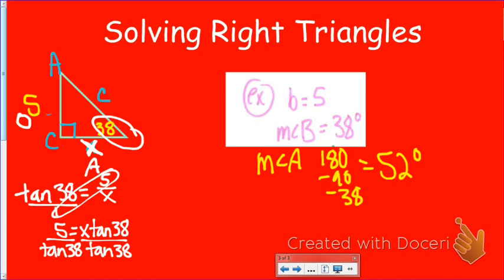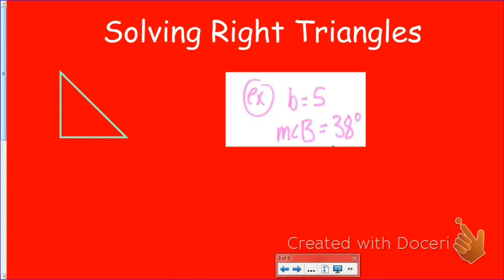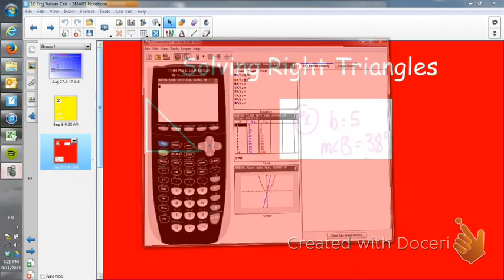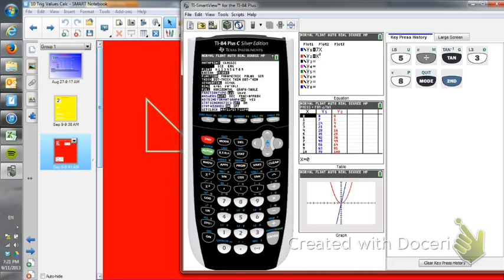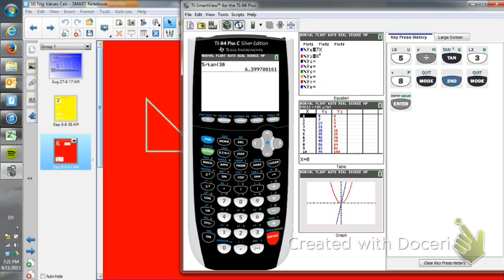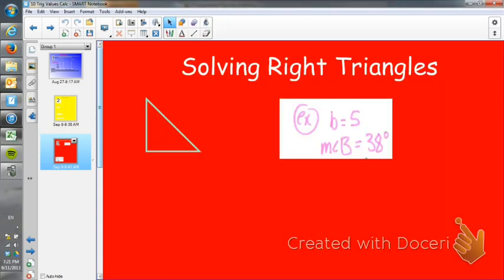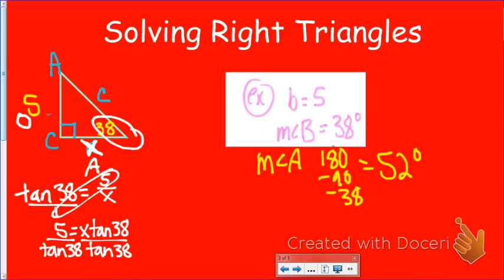So I'm going to go to my calculator real quick. I'm going to type in, I can't remember what it was now, I believe it was 5 divided by the tangent of 38. I need to check my mode and make sure I'm in degrees. Whenever I'm solving these triangles, I'm always going to be in degrees. So I'm going to get a side length of about 6.4. So that is my side length.